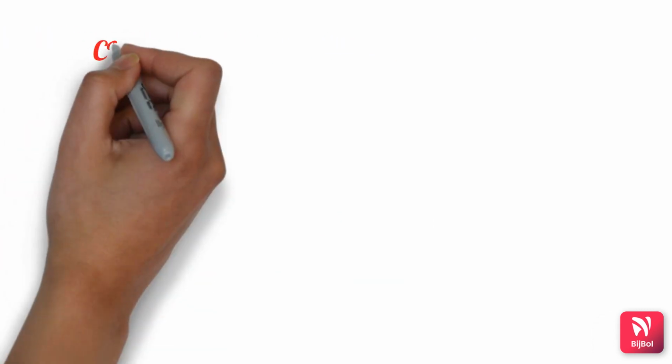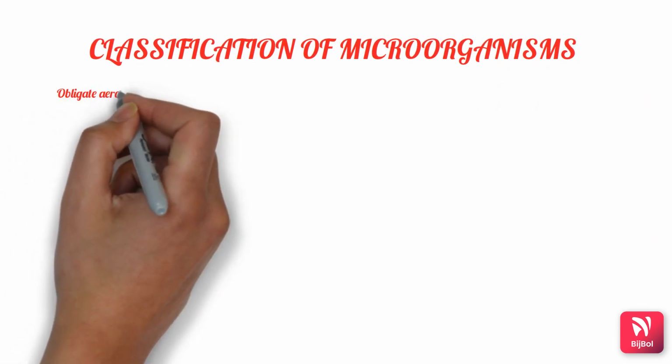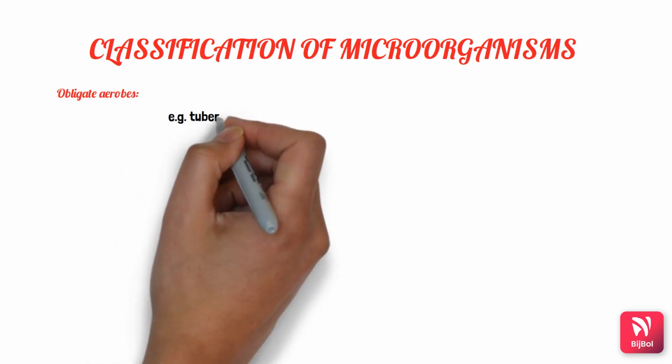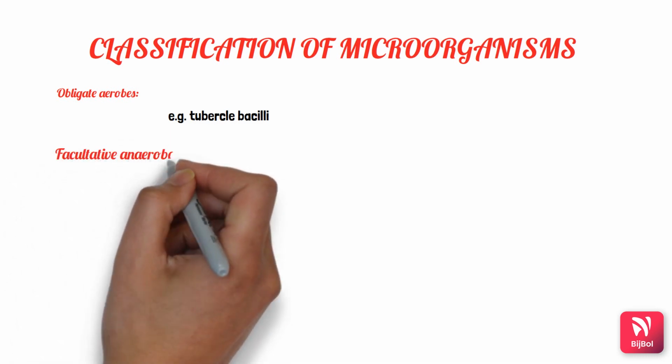Next, the microbial classification. We have a variety of microorganisms, in which the obligate aerobes include the organisms requiring oxygen for their growth, and they cannot ferment or respire anaerobically. Examples are the tubercle bacilli. And the facultative anaerobes are the organisms which grow in the presence or the absence of oxygen.